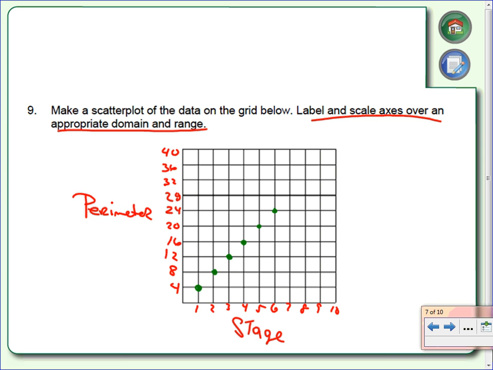Now can you see why it works out just right for us using 4s here? Anybody notice any kind of pattern with these points? They're going up. Keep that in mind. They're going up.